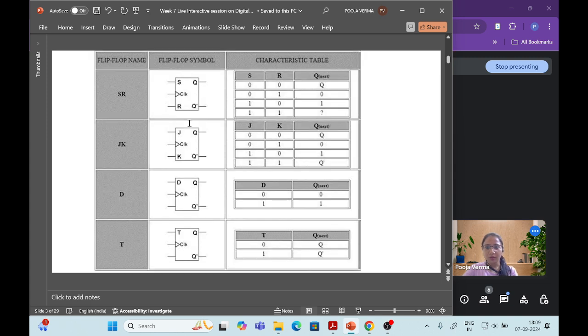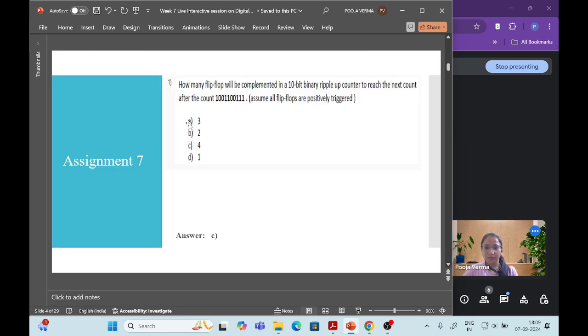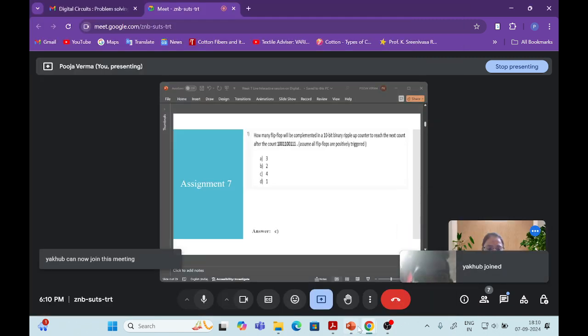These are the truth tables, or characteristics tables, for the different flip flops, which we will require while solving the problems. So here I have put them. Let's start the problem solving session. Week 7, assignment 7 questions.